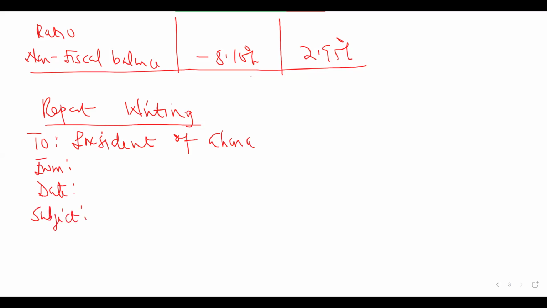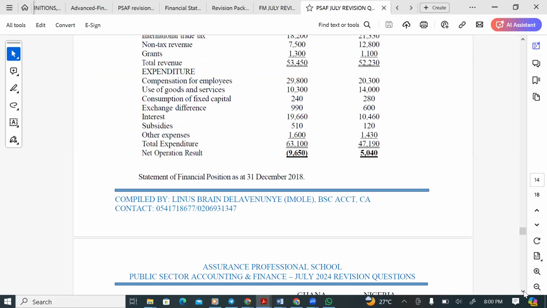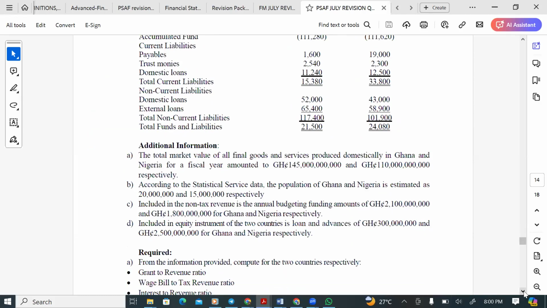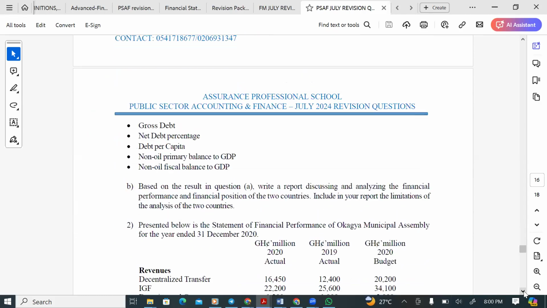Okay, so the subject can be derived from the question itself. So let's go to the question there, and then you can derive the subject from what they are asking you to do. Okay, so they are asking based on the results in question A, write a report discussing and analyzing the financial performance and financial position of the two countries, including in your report the limitation of the analysis of the two countries.